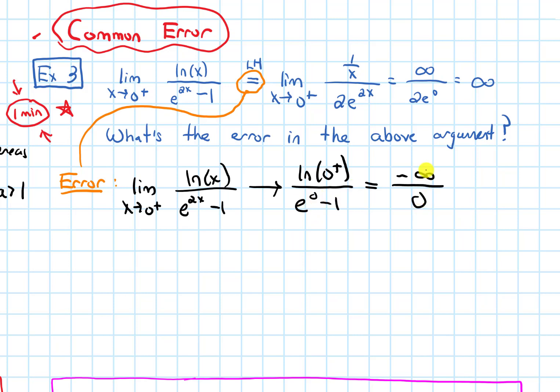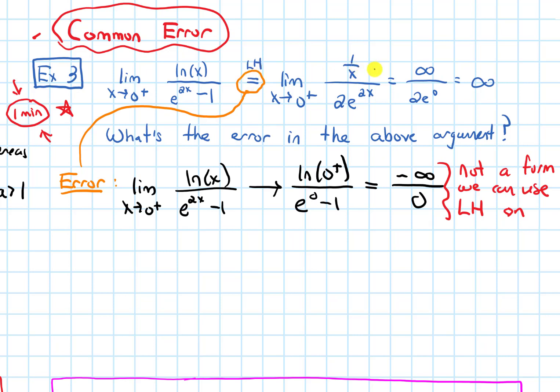So negative infinity over 0, this is not one of the forms we can use L'Hopital's rule on. Remember, we can only use L'Hopital's rule if we see something of the form 0 over 0, or plus or minus infinity over plus or minus infinity. But that's not what this is. So they made an error in that first step.